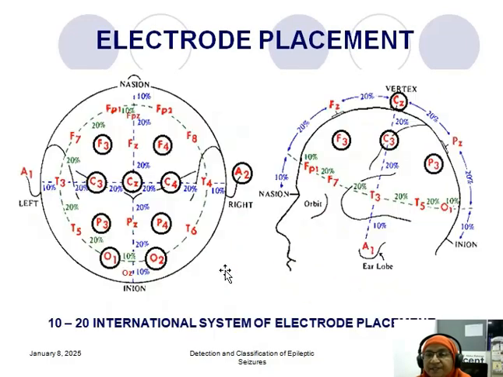So this is the electrode placement. Here we can see that the electrodes can be placed in this particular portion. How do we place the electrodes? You have some measurements to be done. Here you measure the distance between the nasion and the inion, and you measure the distance between A1 and A2. A1 and A2 represent the auricular electrodes, which are the reference electrodes placed on the ear lobes.